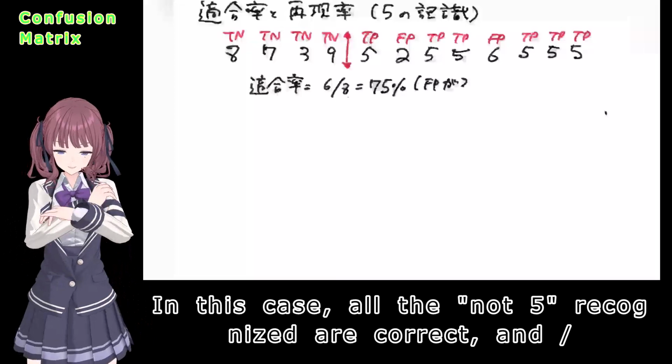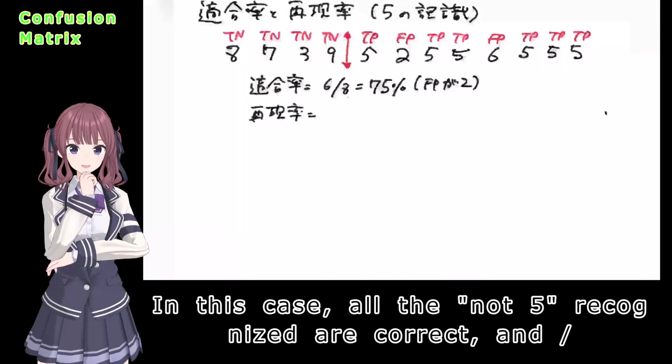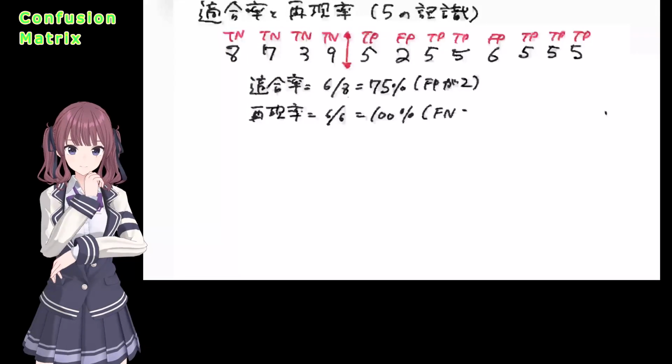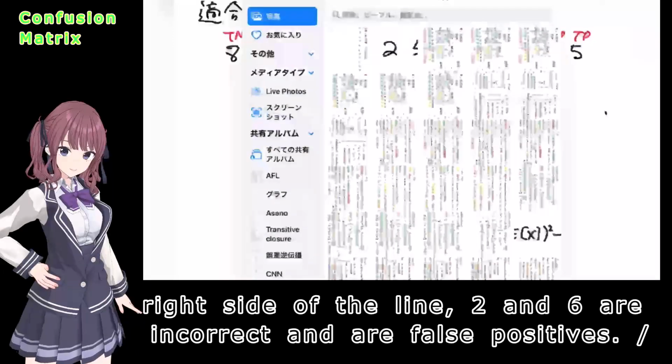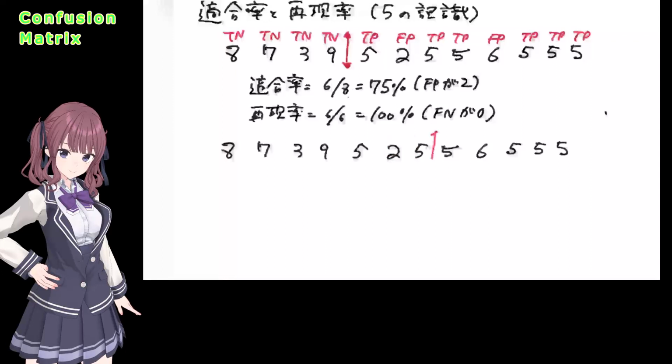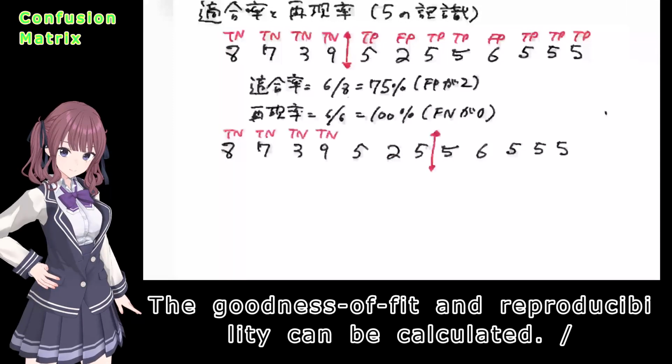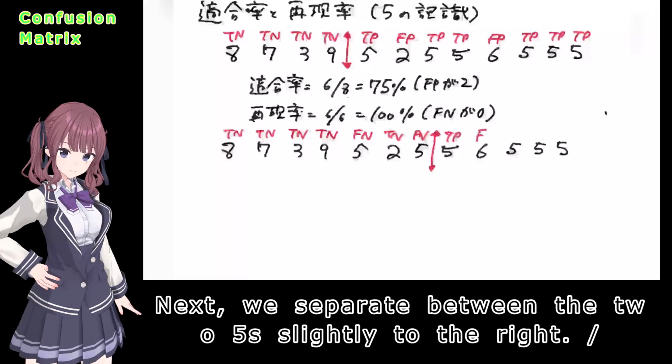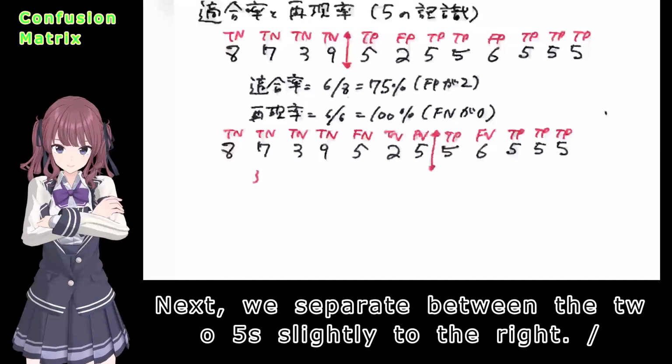In this case, all the not 5 recognized are correct, and on the right side of the line, 2 and 6 are incorrect and are false positives. The goodness of fit and reproducibility can be calculated. Next, we separate between the 2 5s slightly to the right.